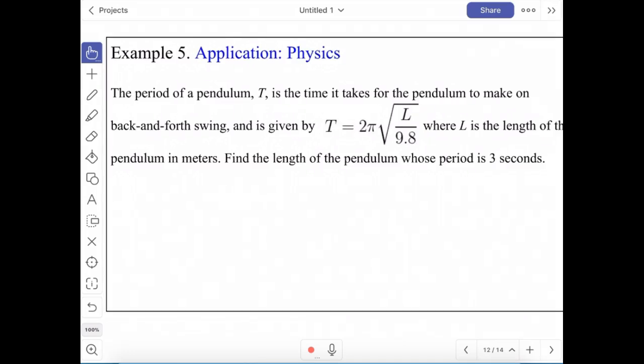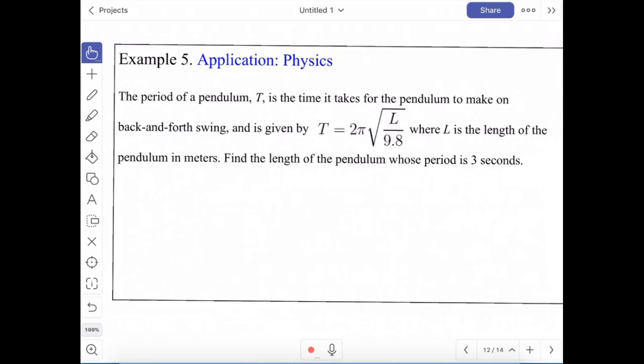Same problem. The period of a pendulum, T. If you guys don't know what a pendulum is, think of a grandfather clock, or maybe a Newton's cradle or something like that. Each of those could be described as a pendulum, just something that goes back and forth. T is the time it takes for the pendulum to make a back and forth swing, and is given by T equals 2 pi times the square root of L over 9.8, where L is the length of the pendulum in meters. Find the length of a pendulum whose period is 3 seconds.